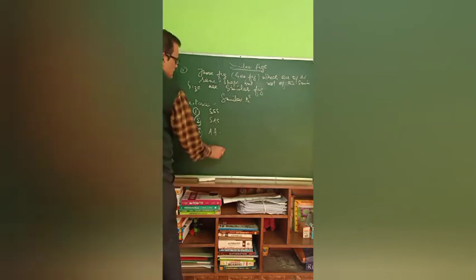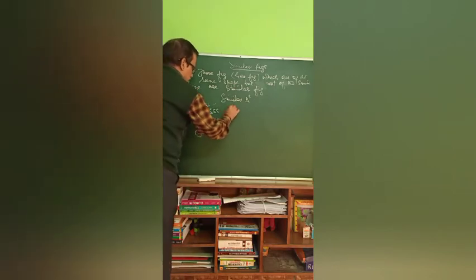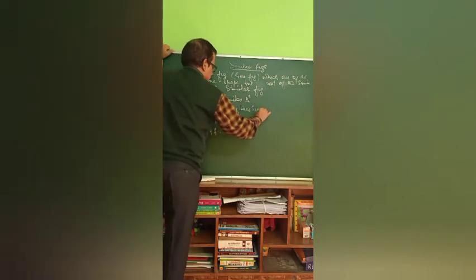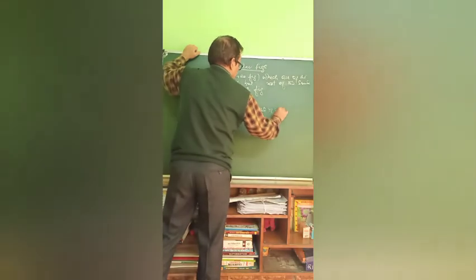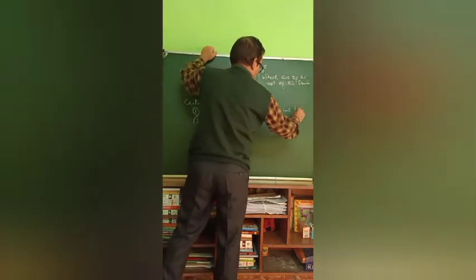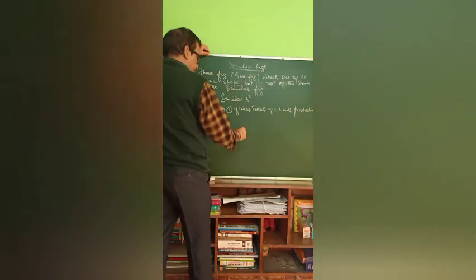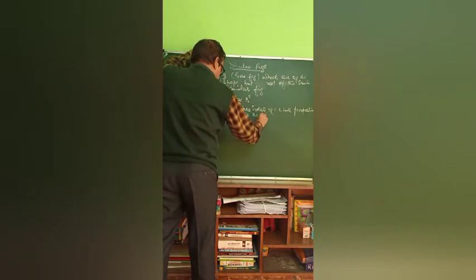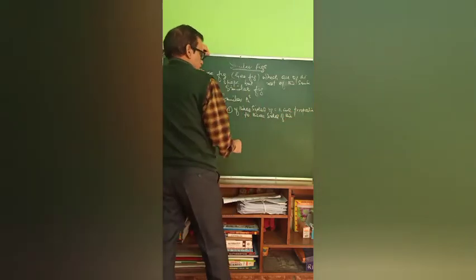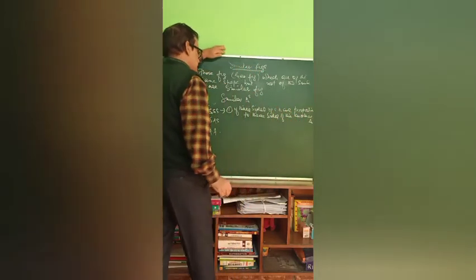So what is this side? The first one: if three sides of a triangle are proportional to three sides of another triangle, then the triangles are similar.